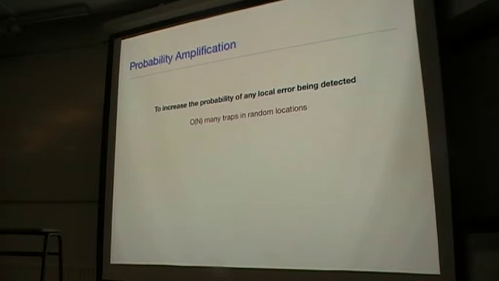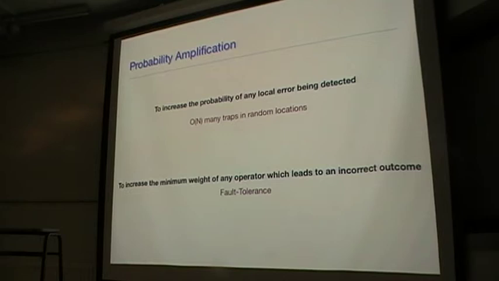In order to do that, it's very similar to the probability amplification idea of QKD: in order to increase the probability of any local detector, try to add as many traps. So if your computation is of order n, put of order n many traps instead of a single trap. And the other very important aspect in order to get the exponential one is that you need to increase the minimum weight of any operator which is making an error.